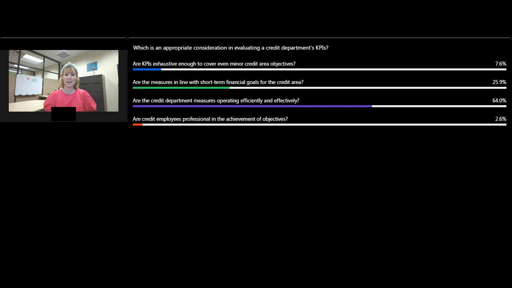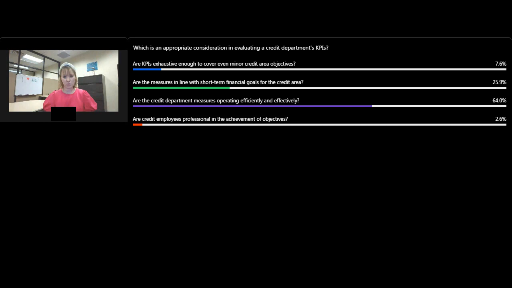A is not a great answer because are they exhaustive enough to cover even minor credit area objectives? That might be suggesting that we would have too many key performance indicators if we're focusing on even minor credit area objectives. The key word there that I would clue in on is minor. If it's a minor objective, we may not need a key performance indicator for it. And then, letter B, are the measures in line with short-term financial goals for the credit area?